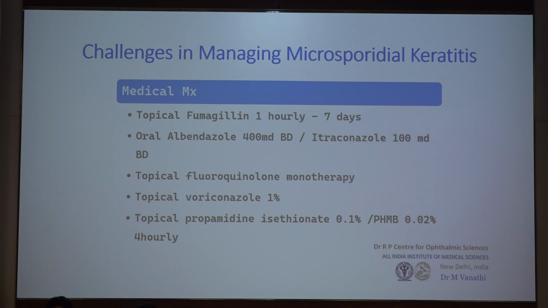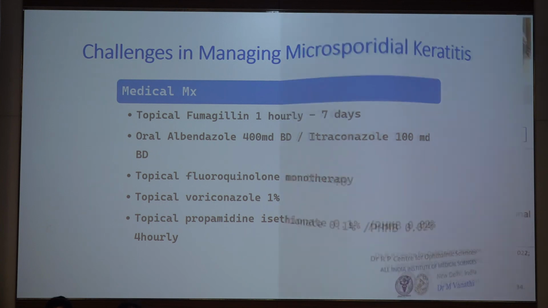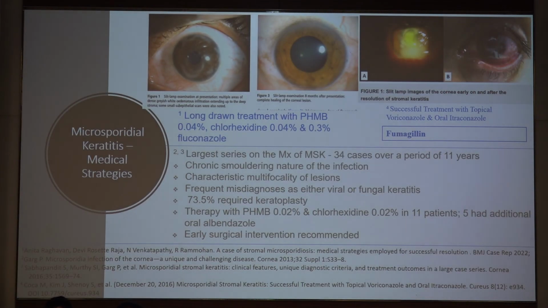So there are varied management modalities described in literature for microsporidial stromal keratitis, starting from oral albendazole, oral itraconazole, topical fluoroquinolone therapies is what we commonly resort to. It also responds to topical voriconazole, and anti-acanthamoeba treatment has also been tried in these cases here.